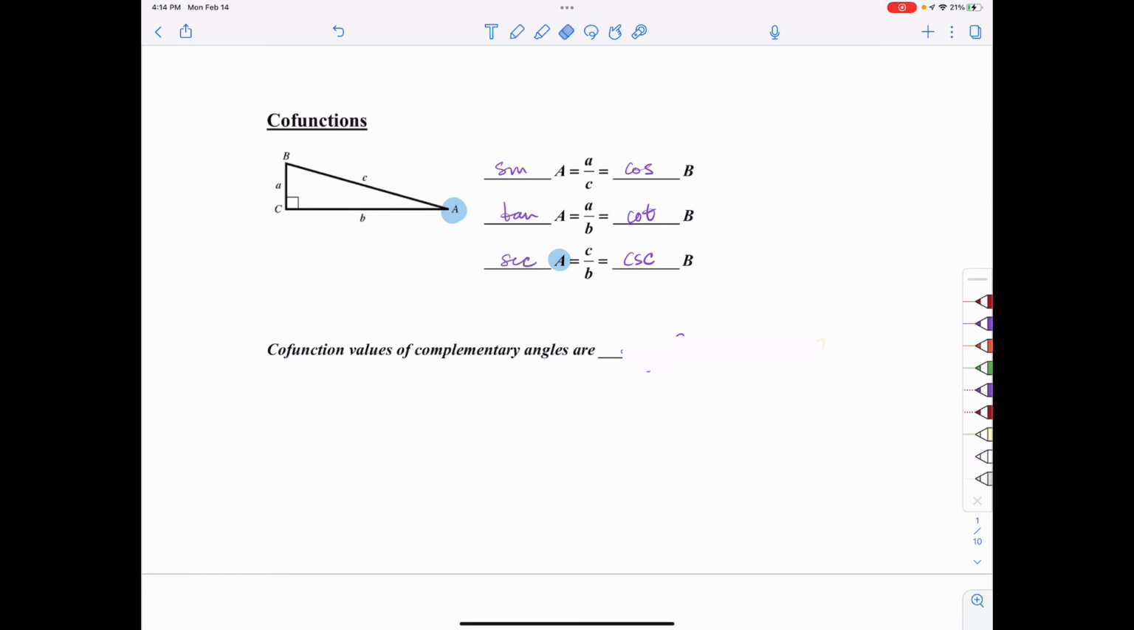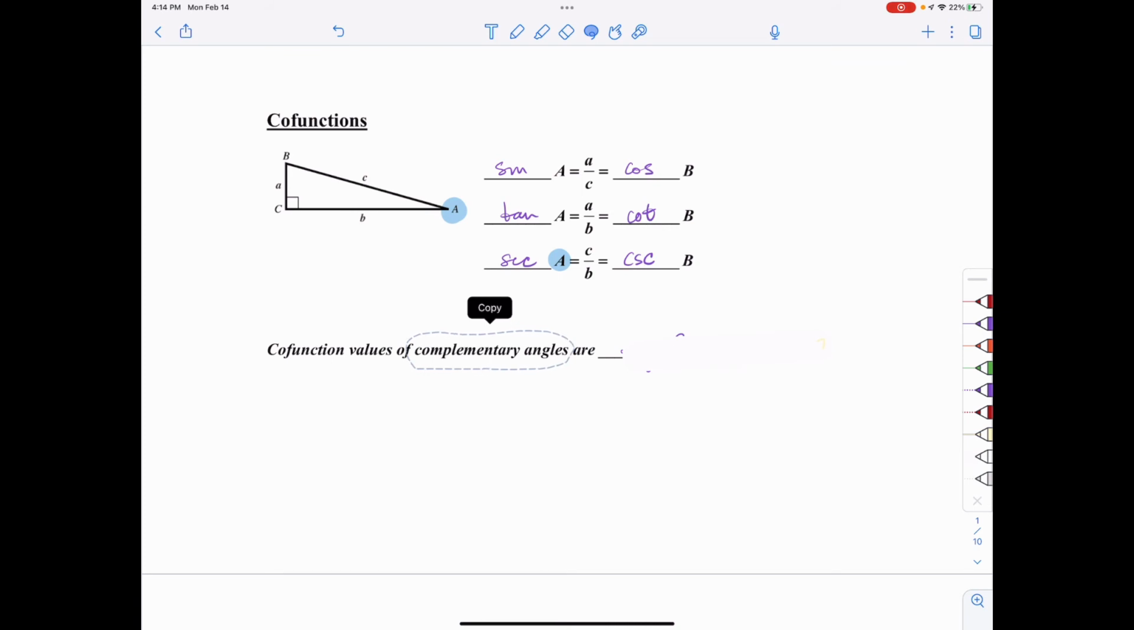All right, now one thing that I want to point out, in the next statement here, is about cofunction values. Right now, what we understand about cofunctions is that they come in pairs. Sines and cosines are cofunctions of each other. Tangents and cotangents are cofunctions of each other. Secants and cosecants are cofunctions of each other. But there's more. It says cofunction values of complementary angles.